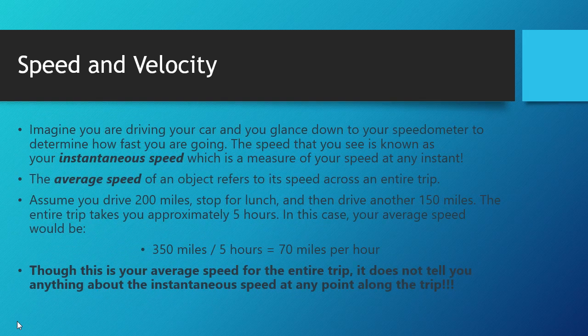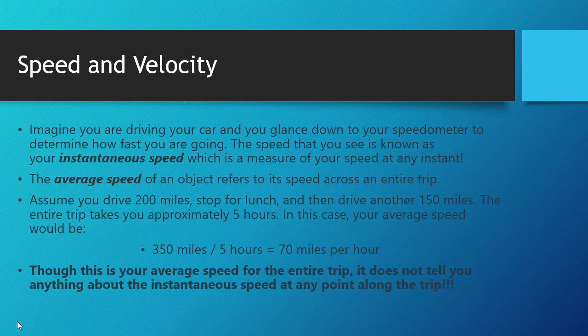When we talk about speed, we have to consider two different situations. Think about when you're driving in the car. If you look down at your dashboard, you can tell how fast you're going. If you're going too fast and there's a speed trap, you can get a speeding ticket if you were traveling at a particular speed at any instant while you're on the road. That speedometer on your car is measuring your instantaneous speed, how fast you're going at that point.